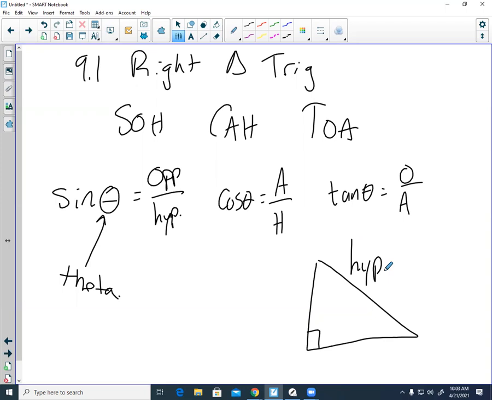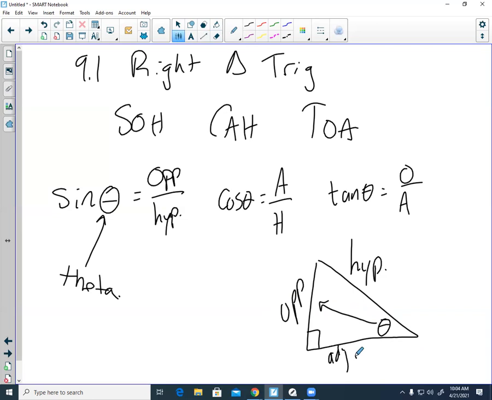Okay? Now, it doesn't matter which angle you pick, but let's say I chose this one to be angle theta. That tells me where my opposite is going to be, and it tells me where my adjacent is going to be. Opposite is always the one that's across from the angle. And adjacent is always the one that is touching the angle. See how this side is touching that angle? That's the adjacent.